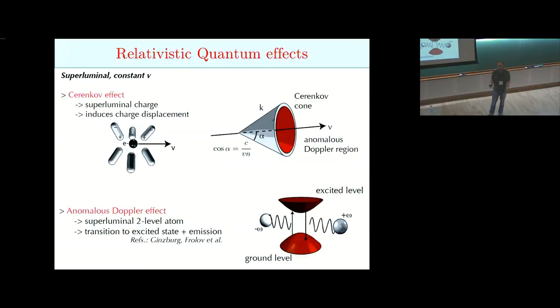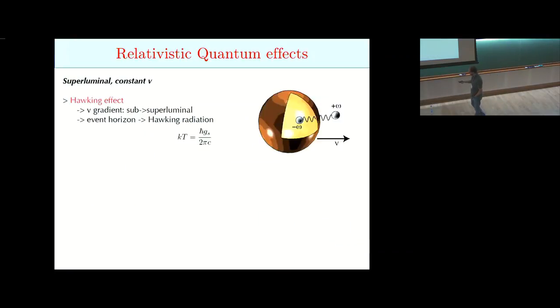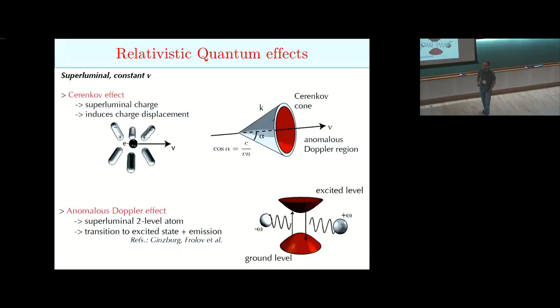What they found is that a stationary or slowly moving two-level atom will typically absorb a photon with frequency omega and transition from the ground state to the excited state, or it will relax from the excited state to the ground state and emit a photon with that frequency. But when this same atom is moving at a superluminal speed, you have exactly the opposite. It will transition from the excited state to the ground state and absorb a photon, or it will pass from the ground level to the excited state and emit a photon. As far as I know, this is an effect that has never been directly observed.